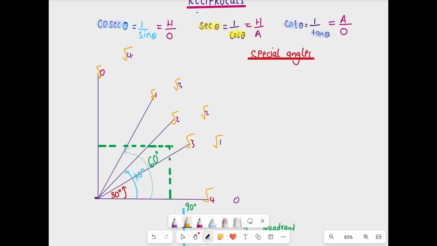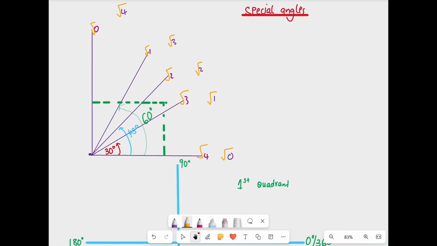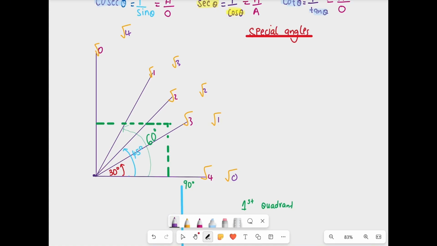So now if I put a square root in everything here, what is the square root of 0? This is the same as 0 and 2. What is the square root of 1? This is the same as 1 and root 3. What is the square root of 2? It will remain as square root of 2. This will also remain as the square root of 2. And then this will be the square root of 3 and 1. And then the square root of 4 is 2. So here you are going to have 2 and 0.